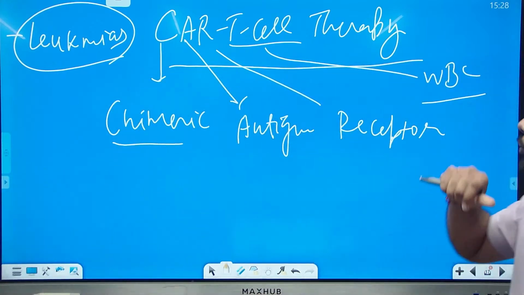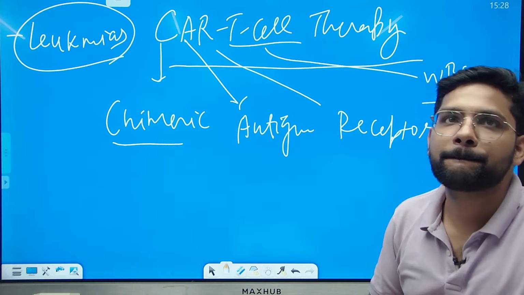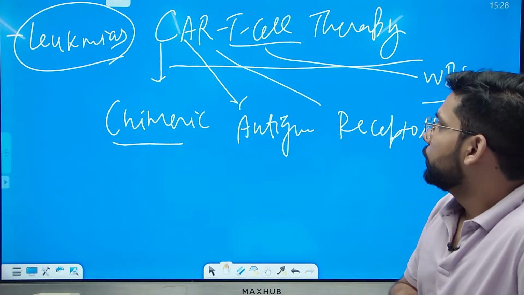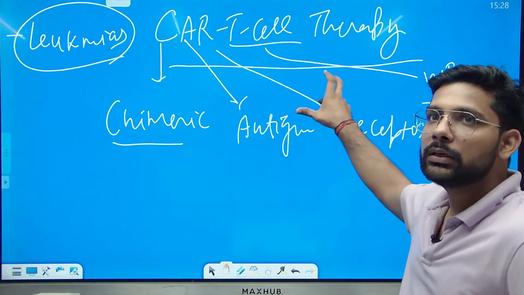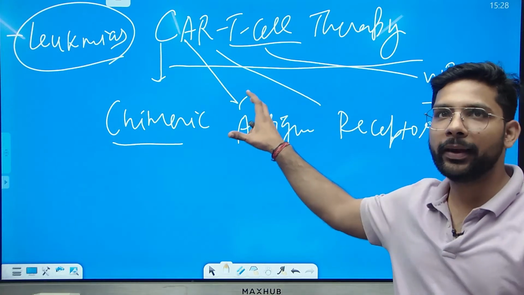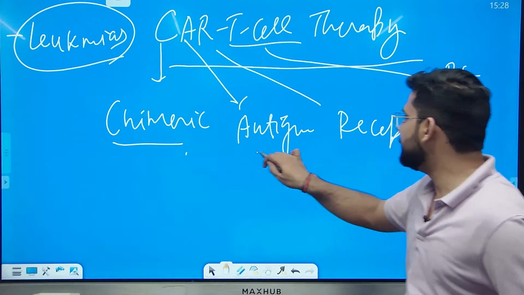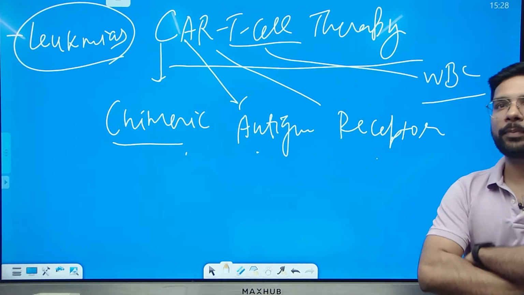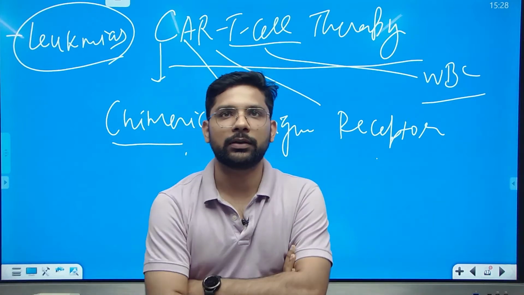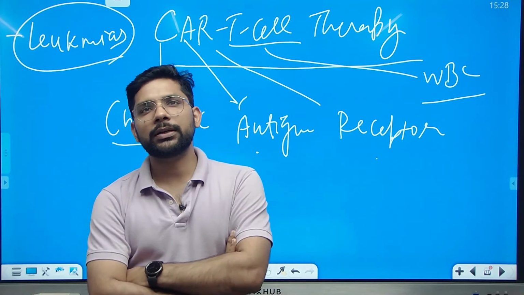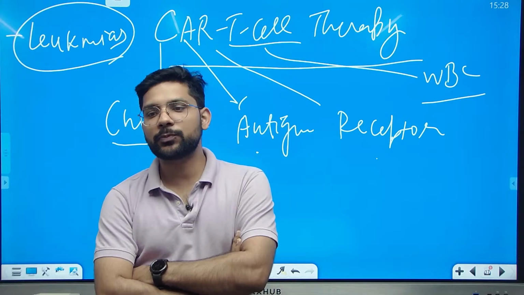This is for the leukemias. So in the case of CAR T cell therapy, developed by IIT Bombay, this is the chimeric antigen receptor T cell therapy. This is an important topic for your prelims examination as well. There was a question in 2017 and 2019 on CRISPR-Cas9.